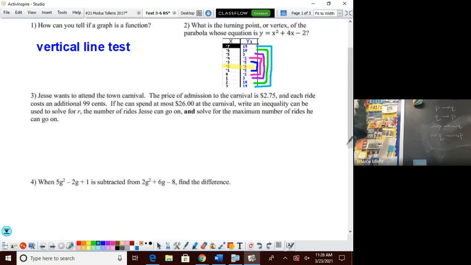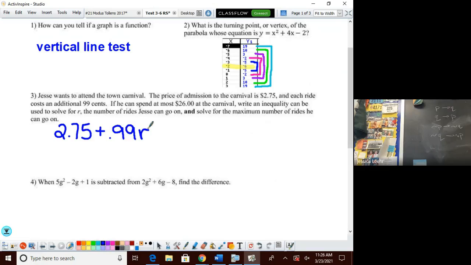Number 3, Jesse wants to attend the town carnival. The price of admission to the carnival is $2.75, and each ride costs an additional 99 cents. If he can spend at most $26 at the carnival, write an inequality that can be used to solve for R, the number of rides Jesse can go on, and solve for the maximum number of rides he can go on. First you're writing the inequality. It's $2.75 to get in, so you're only paying that amount once. That's your y-intercept. And then 99 cents is your slope, because that's the cost per ride.